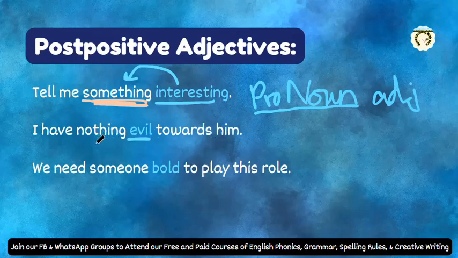I have nothing evil towards him. Nothing is a pronoun. We can also call it indefinite pronoun, right? And the word evil is giving the information about nothing. If you want to learn more about pronouns, again, you can watch the video. The link is in the description box.